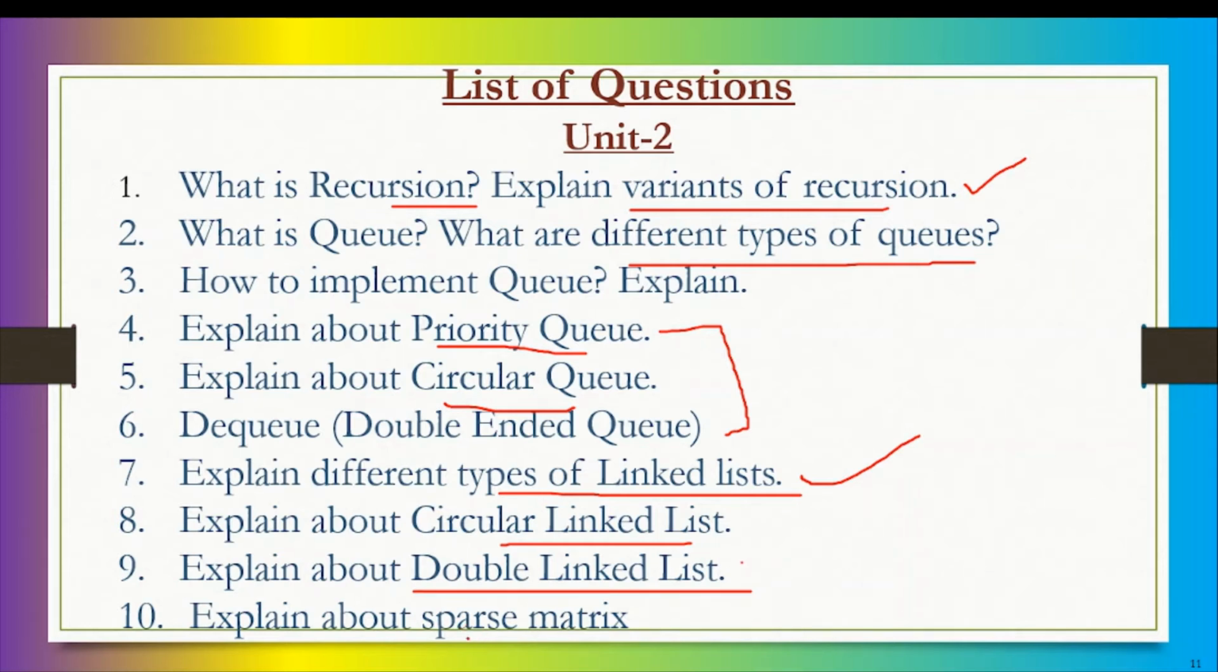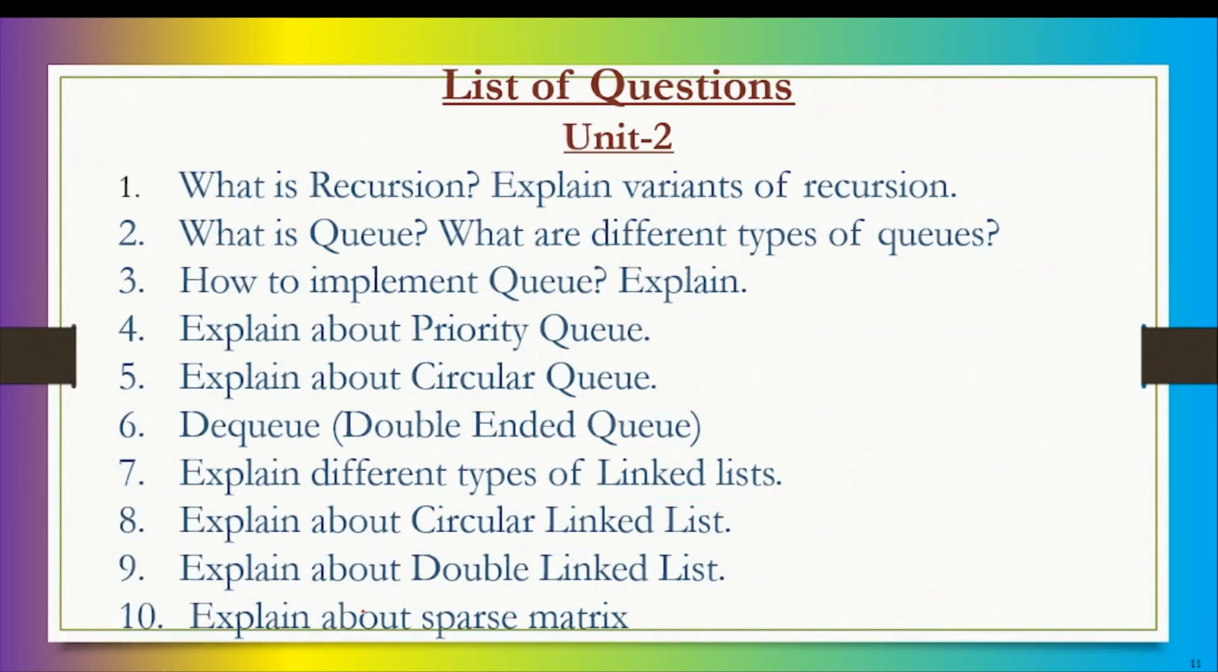And here we have the sparse matrix. This is the compulsory question for the short questions. Sparse matrix means the matrix which is always a square and which consists of mostly zeros. Okay, you have to write about that. And this is also for the short questions. This is about the unit 2.